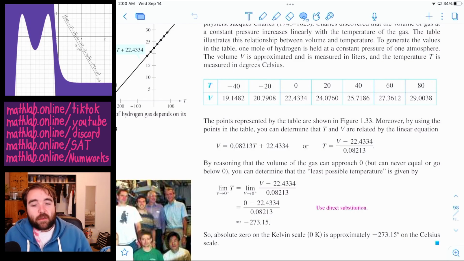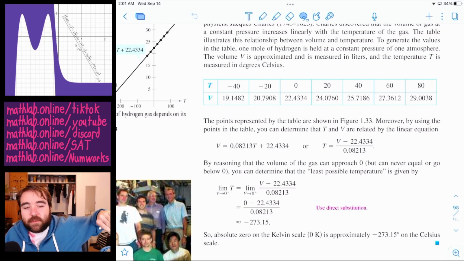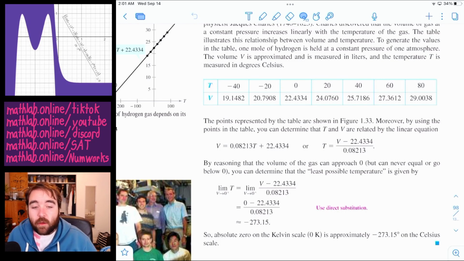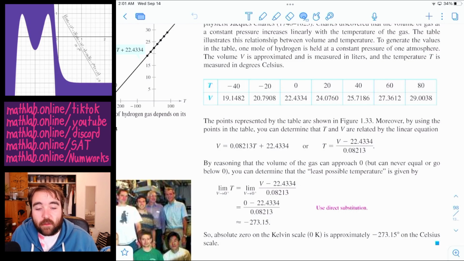So by reasoning that the volume of the gas can approach zero, but can never equal or go below zero, you can determine that the least possible temperature is given by the limit as V approaches zero. And see, in reality, we only care about it from the right because we're going down to zero. We're not going up to zero from the negatives. But all the same, we just plug in zero for the volume. You get negative 22 over 0.08, and that's negative 273, roughly. That is zero on the Celsius scale.